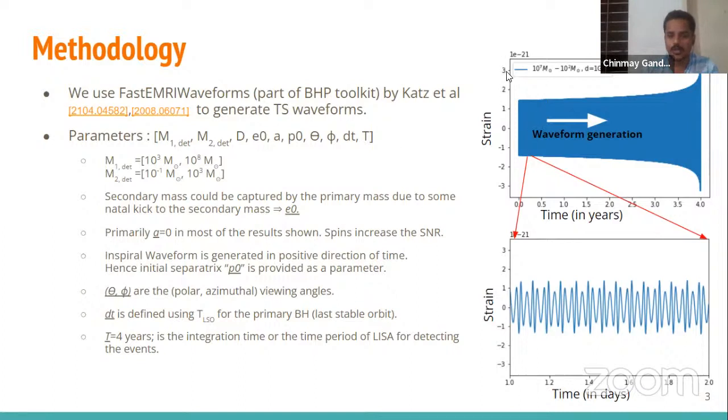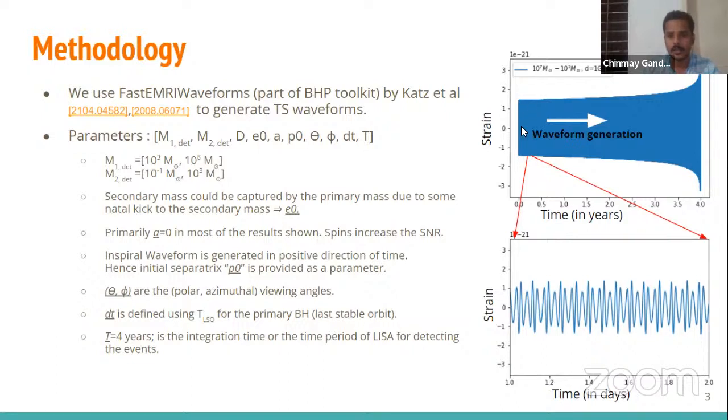To generate a waveform, we primarily need the two masses in the detector frame, the luminosity distance, the eccentricity, and the spin of the primary black hole. The spin of the secondary black hole wouldn't be that important because the secondary is way too small, so it's not at first order that its spin would matter. Then we use the initial separatrix, which I'll come to in a moment. We also use the polar and azimuthal viewing angles, the DT, that is the sampling time for the waveform generation, and the integration time, capital T.